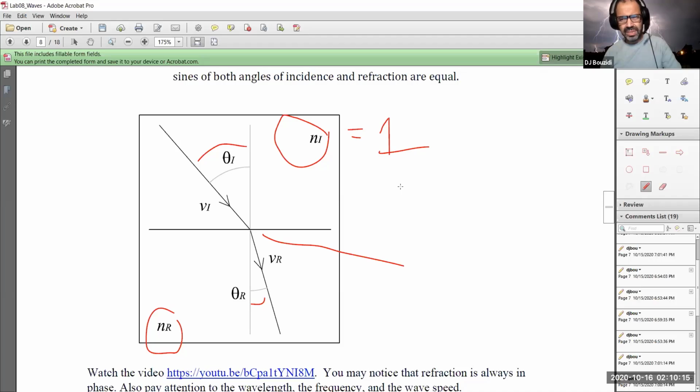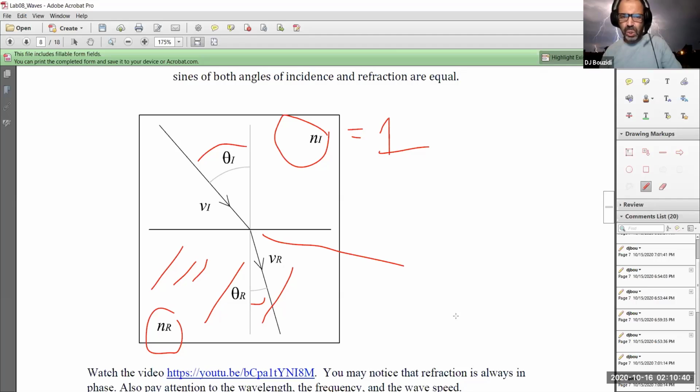Practically 1. It's not exactly 1. For vacuum, it's 1. Okay. So n, the index of refraction, really is the ratio of the speed of light in vacuum versus the speed of light in the medium, in this case water.